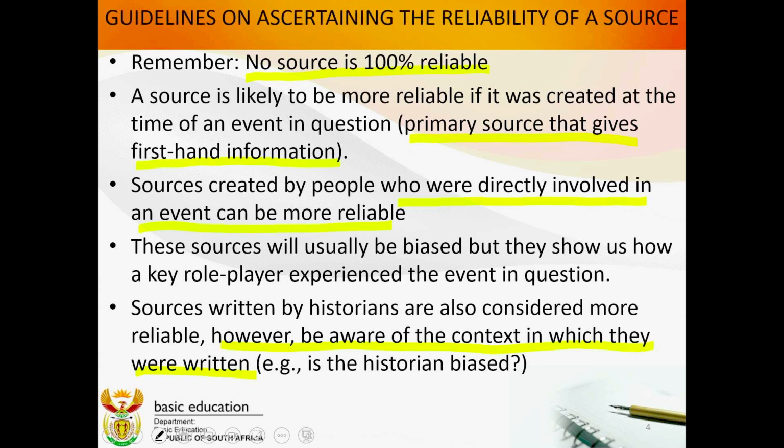He must read the source. Does the source say what the learner knows? Then if the source is not supported by any other sources, it means that source is not reliable. In other words, the source is reliable if the information in the source is supported or can be verified by other sources. If that information cannot be verified by other sources, then that particular source is not reliable.